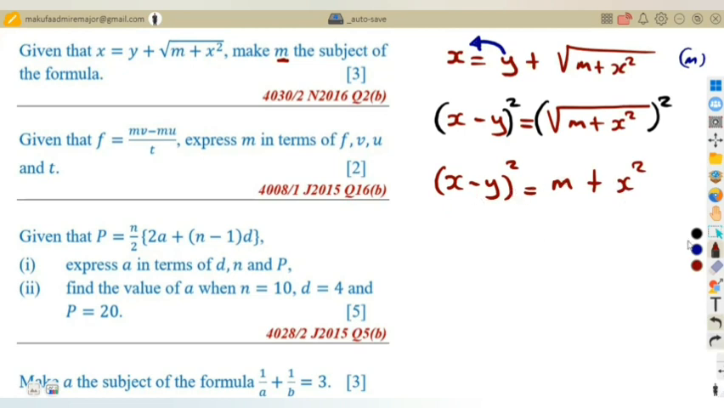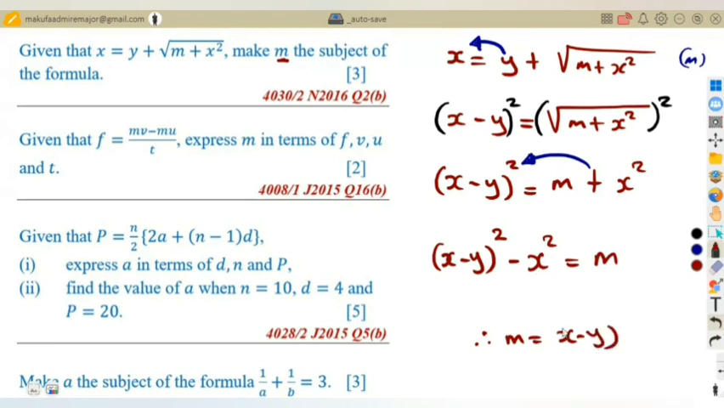So what we are simply going to do is transpose, since here we want m, and that is the term that we are remaining with. So we are going to transpose plus x squared to the other side of the equation so that it becomes a minus. So we are going to have x minus y squared in this bracket, minus x squared, which is equal to m. So therefore, our m is going to be x minus y squared minus x squared.